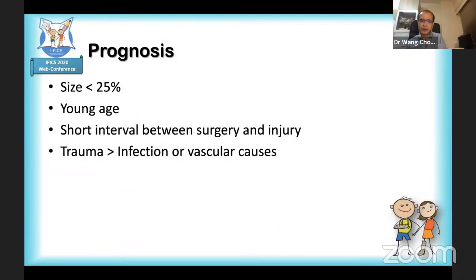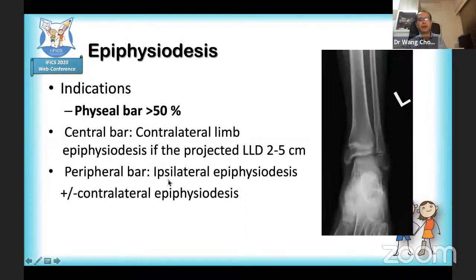Good prognosis is seen in patients who have a smaller physeal bar, in particular less than 25%, in younger patients, and in those patients who are picked up early after the injury and with treatment offered early. And physeal bars secondary to trauma actually recover much better compared with those resulting from infections.